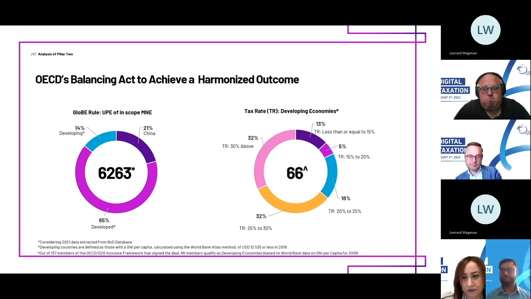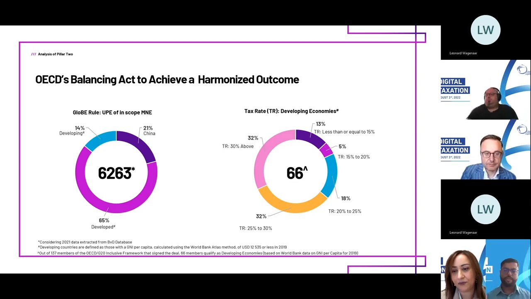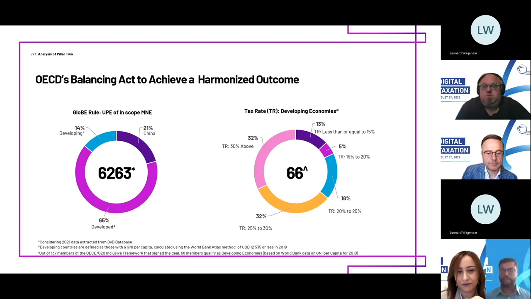So with this, there isn't much downside, as the tax rates in the developing economies are already high. So they would rarely come into a situation where they would have to shift their taxing rights to developed economies. At the same time, there is always the qualified domestic minimum top-up tax mechanism available to be implemented in these jurisdictions to prevent shifting of the taxing rights. So to sum up, when it comes to the GloBE rule, there is not much downside, nor is there upside. It's quite a neutral outcome for a developing economy.